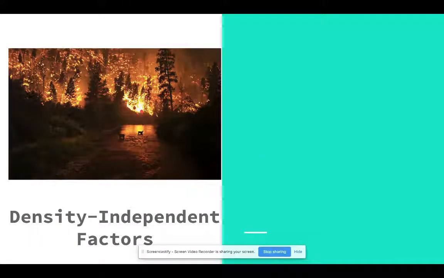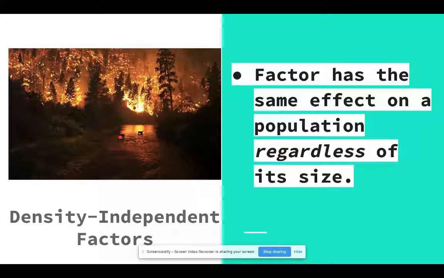So what are some density independent factors? These are things where it doesn't matter if there's 2 deer here or if there were 200 deer, that forest is going to catch fire. So density independent things are usually things like weather. A tornado comes through and takes out a certain area of forest. Those deer are injured. It didn't matter how many deer were there, that tornado came through. This forest fire, it doesn't matter how many are there, it's going to come through. So these are regardless of a population size.